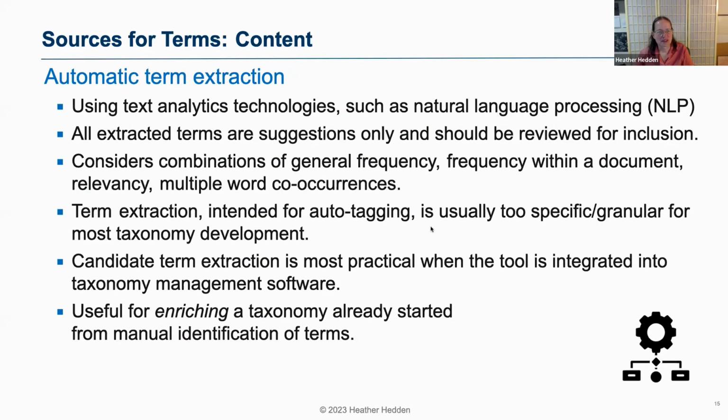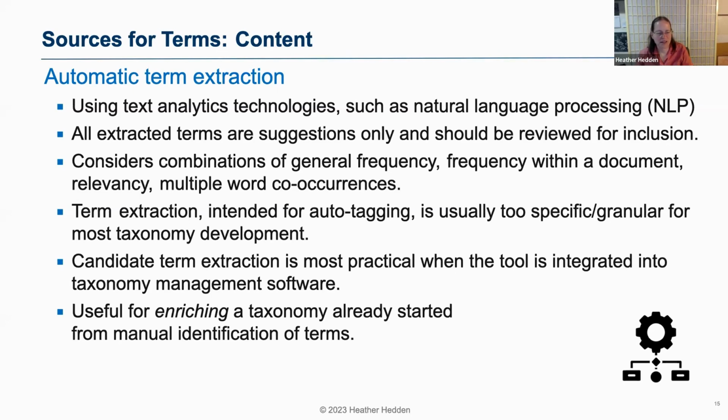Then there's automatic term extraction, and there are tools and technologies for that, using natural language processing, where extracted terms, consider them as suggestions only. They need to be reviewed for inclusion. These methods consider combinations of frequency overall, frequency within a document, relevancy, and maybe multiple words co-occurring right next to each other, like phrases of 2 or 3 words. And this method is also used for auto tagging, but it can be too specific.